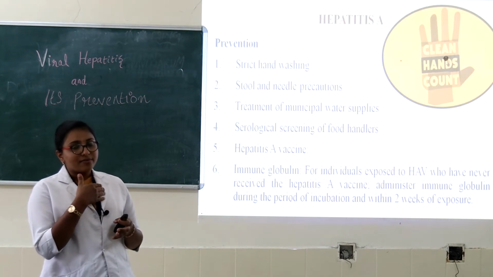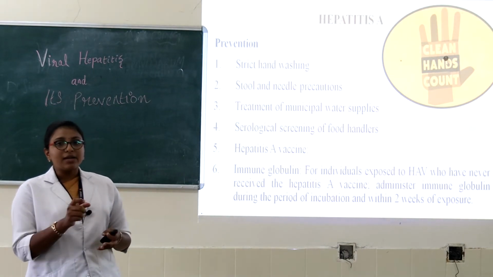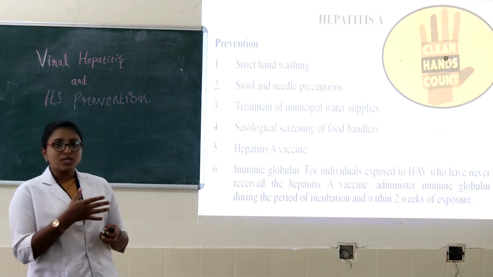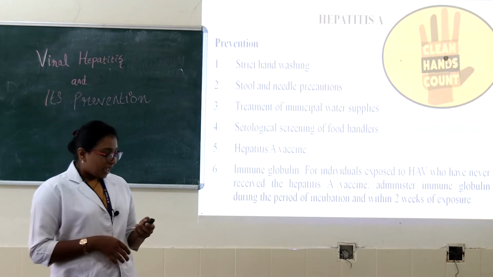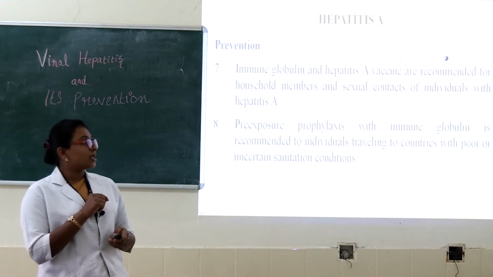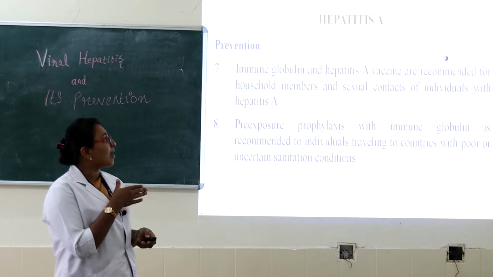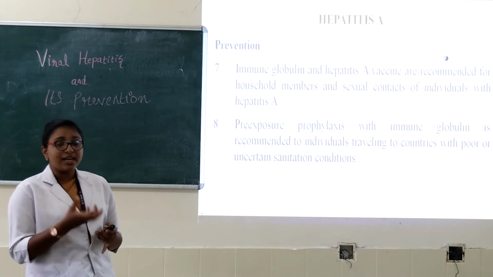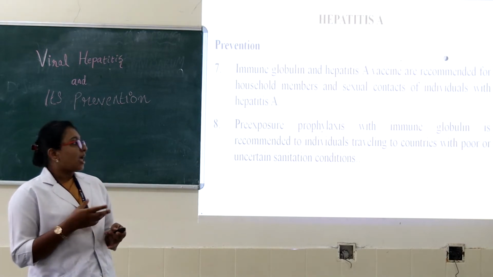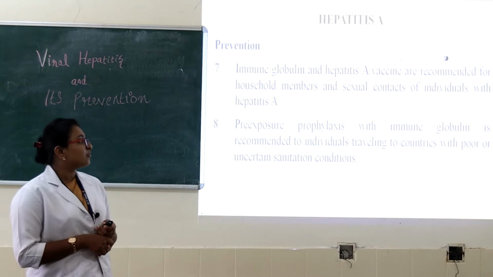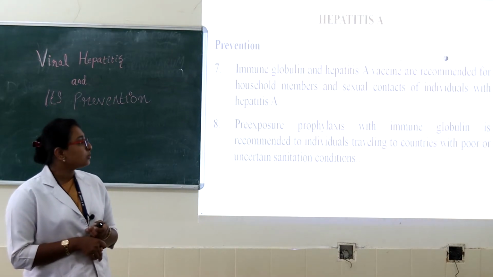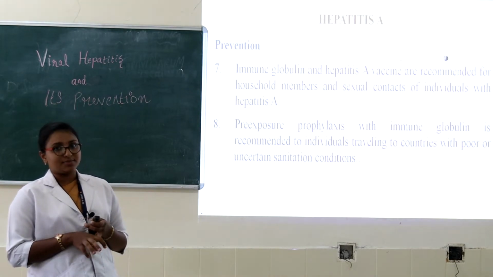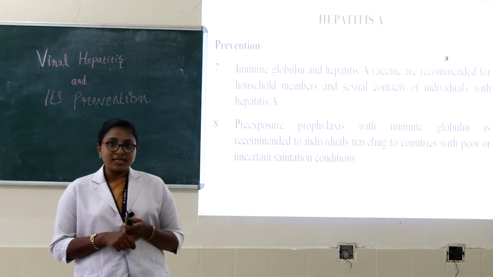Hepatitis A immunoglobulin should be taken within the incubation period, that is within 2 weeks of exposure. And also we have to give the hepatitis A vaccine to household members and sexual contacts of individuals with hepatitis A. And also pre-exposure prophylaxis with immunoglobulin, for those who are travelling to countries with poor or uncertain sanitation conditions. Okay, this is regarding hepatitis A.